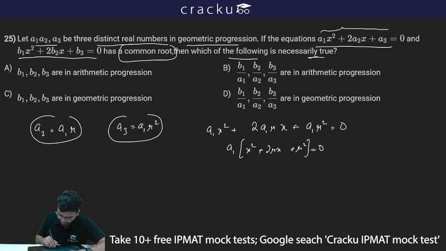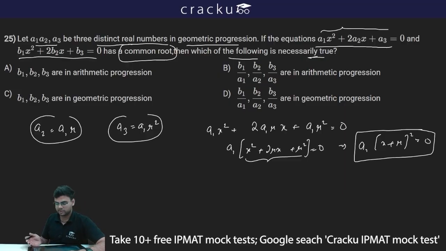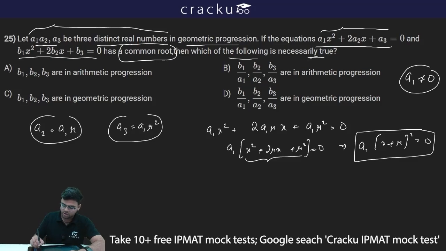Now this becomes a perfect square. x square plus 2rx plus r square is x plus r whole square. So a1 into x plus r whole square is equal to 0. Now it is given that a1, a2, a3 are three distinct numbers, so I can definitely say that a1 can never be 0. So for a1 into some number to be 0, this part should be 0. That is, x plus r whole square should be equal to 0, and this is only valid when x is equal to minus r.